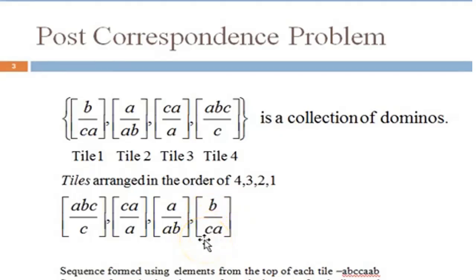For PCP, we need to find a finite sequence arrangement of tiles such that the sequence formed by the elements on the top must be the same as the sequence formed by the elements at the bottom. To find this sequence, a tile may be used as many times as we want and may be placed in any order. That is to say, the tiles can be repeated and the arrangement can be in any order.